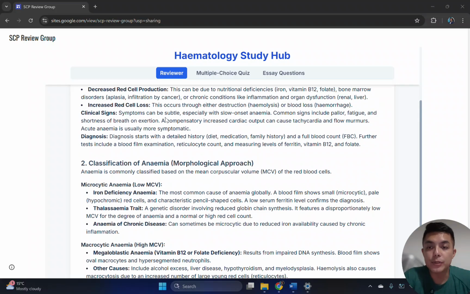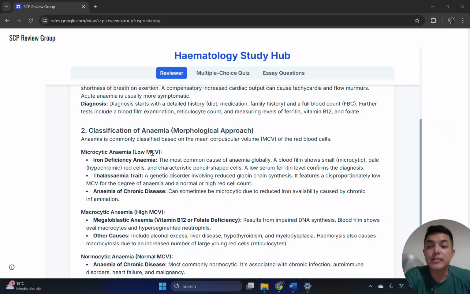Clinical signs can be subtle, especially with slow onset anemia. Common signs include pallor, fatigue, and shortness of breath on exertion. And a compensatory increased cardiac output can cause tachycardia and flow murmurs. Acute anemia is usually more symptomatic.